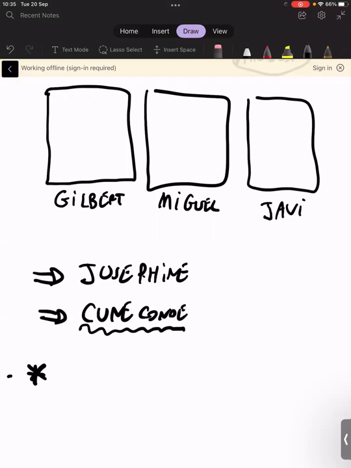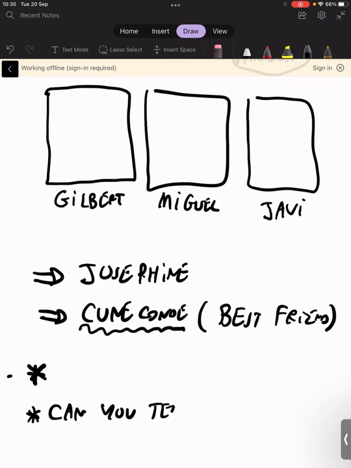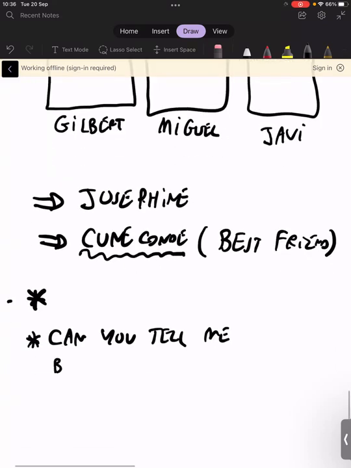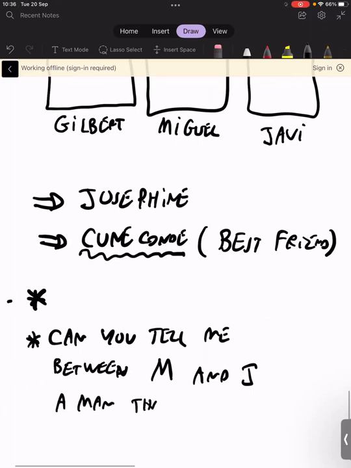So Gilbert comes back and thinks, because he is a physicist and mathematician. So he says, OK, I have the solution. Then he comes back to see Cunégonde, the best friend. And then he says, OK, I understand that you can't tell me if you chose me or not. But then, can you tell me, between Miguel and Xavi, a man that she didn't choose?